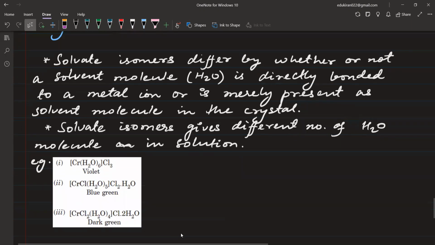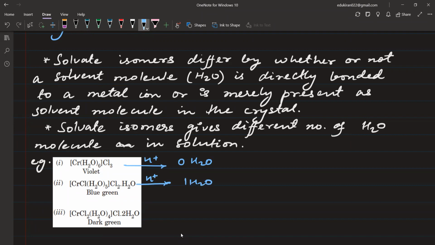यहाँ पे देखिए. All of these have the same formula: 1 Cr, 6 H2O and 3 chlorine atoms, 3 Cl. All of them. But what is the difference? See, the color is even different: violet, blue, green, dark green. If you add H plus in the first case, this is going to give you 0 H2O. In the second case, 1 H2O is outside, so it is going to give you 1 H2O. In the third case, it is going to give you 2 water molecules. This is how you identify solvate isomers. They are going to give you different numbers of water molecules on hydrolysis or in solution.